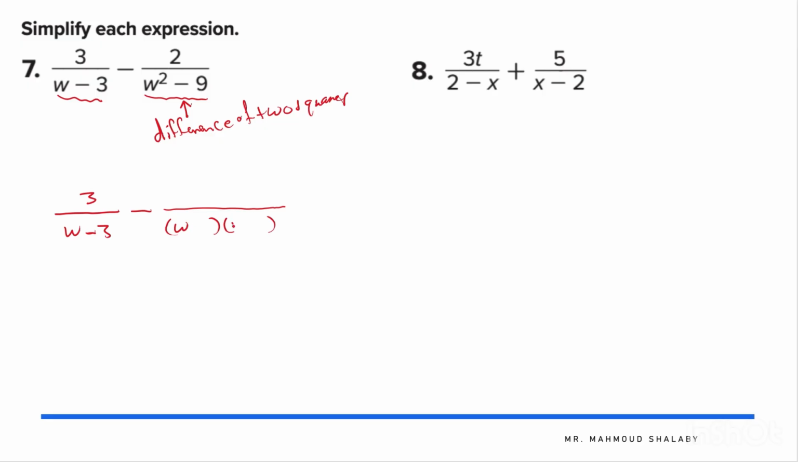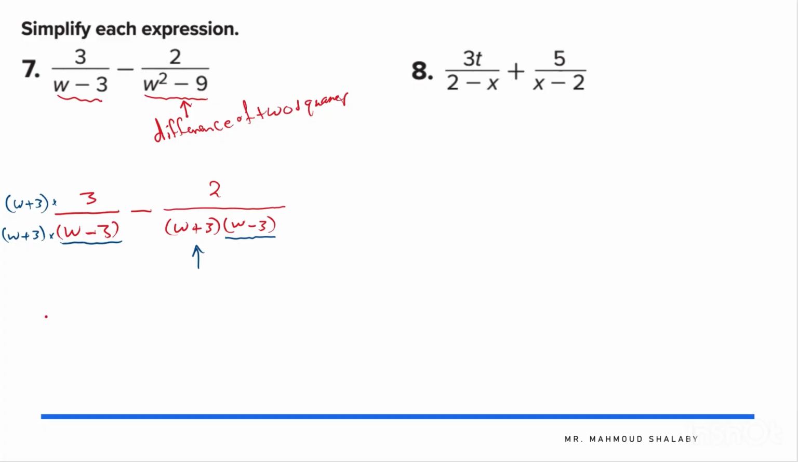So it's w and w here. 9 will be 3 and 3, positive and negative, and we have a 2 here. And I will put these in brackets so they look similar. Now I will see if there is something in common. It's very obvious that we have here w minus 3 and w minus 3, which means only w plus 3 is missing from the other side. So all what I will do here is to multiply by w plus 3, w plus 3, so they will be exactly the same.